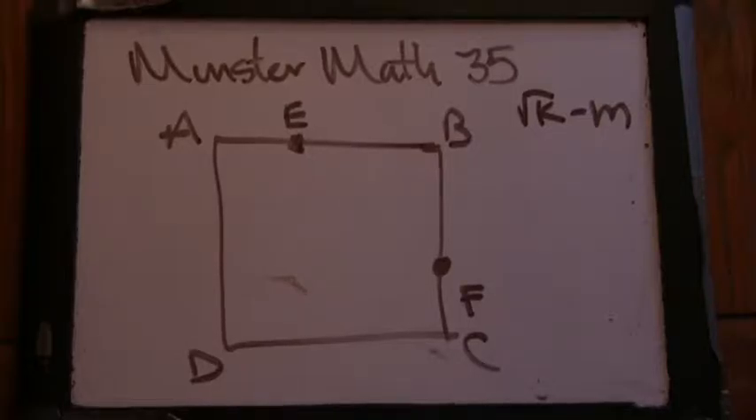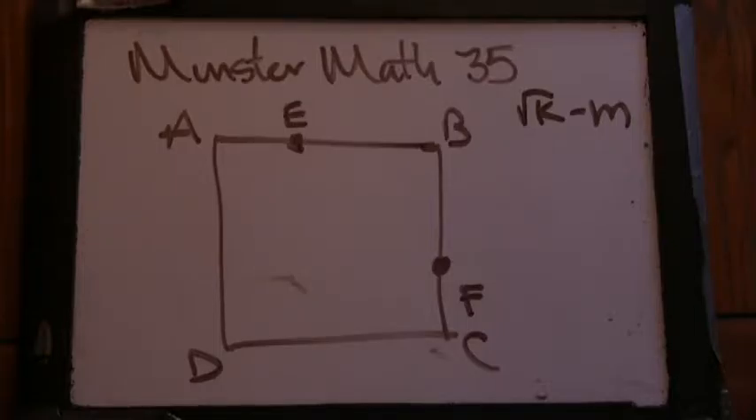MonsterMath35. So this is a math problem that you weren't able to get to. So we just thought we'd turn it into a project because it's a neat geometry problem as well. The square ABCD has side length 1. Points E and F are on sides AB and CB, respectively, with AE equals CF.